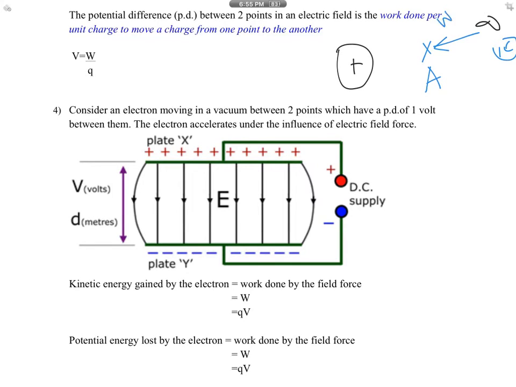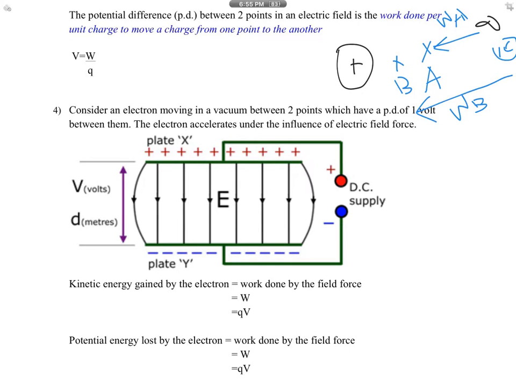So let's call it WA. Now if I have another point called point B, then the electric potential at B will be the work done in bringing unit charge from infinity to point B. So it's WB. So what is the difference between the potential at A and the potential at B? That's called electric potential difference.